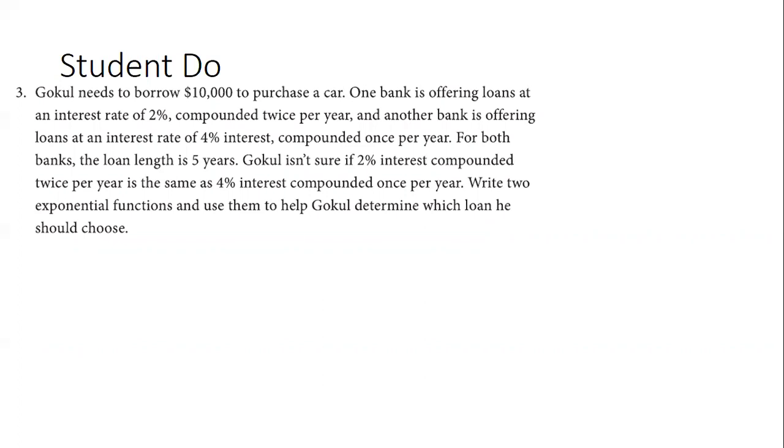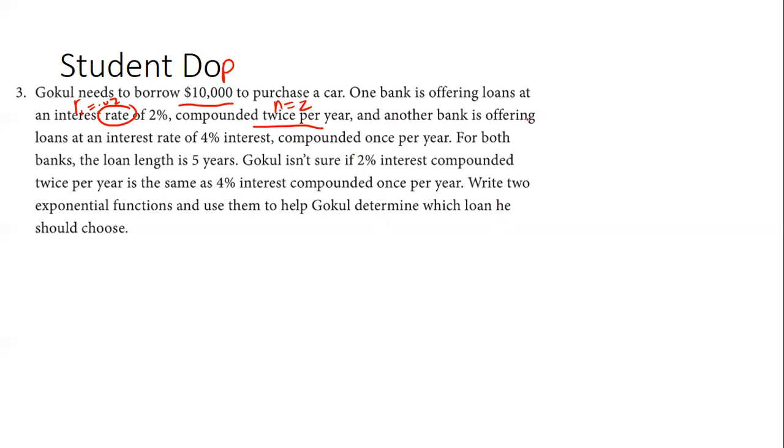Needs to borrow $10,000 to purchase a car. Now, when you're shopping for a car, do you want the loan that's going to make you pay more? No. So our goal is to figure out which loan he is going to have to pay the least amount on. Does that make sense? So from reading and marking your text, you should have that this was your P-value. Agreed? At one bank, so at bank 1, here's its rate, R1 equals 0.02, right? Compounded twice per year, so N equals 2.